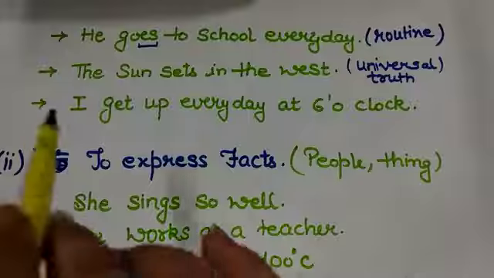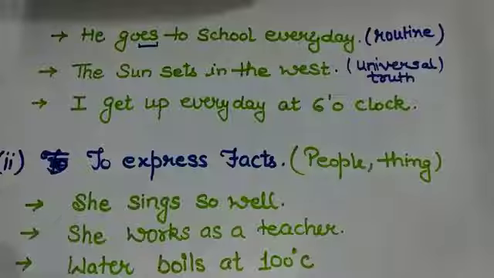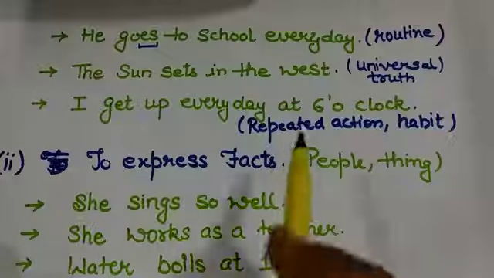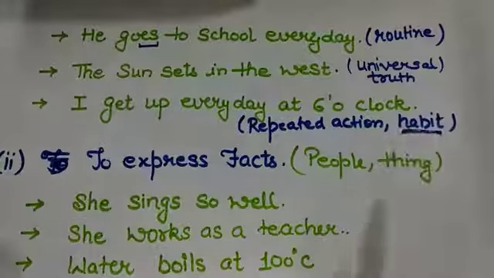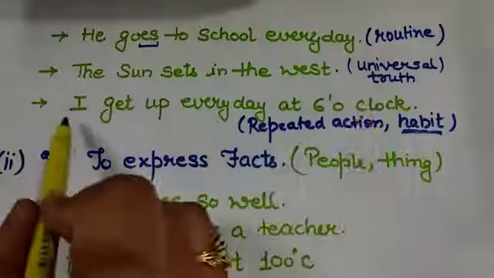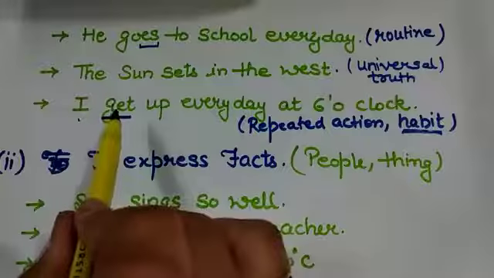See, one more example. I get up every day at 6 o'clock. It is a repeated action here. Every day if one person is getting up early at 6 o'clock, there are two possibilities. If he is doing it on a repeated basis, it is a repeated action. Also, it can be considered as a habit because he is doing it on a regular basis. So, we can use simple present tense. See, I used I and I used the verb get here. There is no s or es with I.